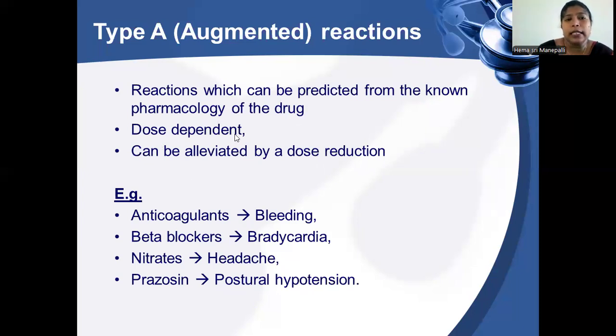So when there is any adverse event based on the dose, if you are reducing or tapering the dose, the reaction may be suppressed. So examples are anticoagulants, which cause bleeding, beta blockers cause bradycardia, nitrates cause headache, and prazosin causes postural hypotension.